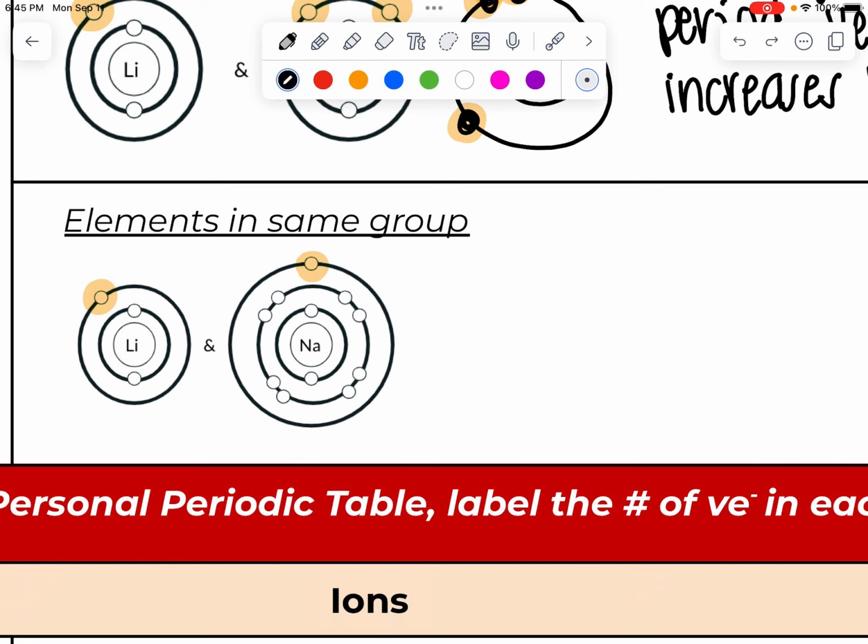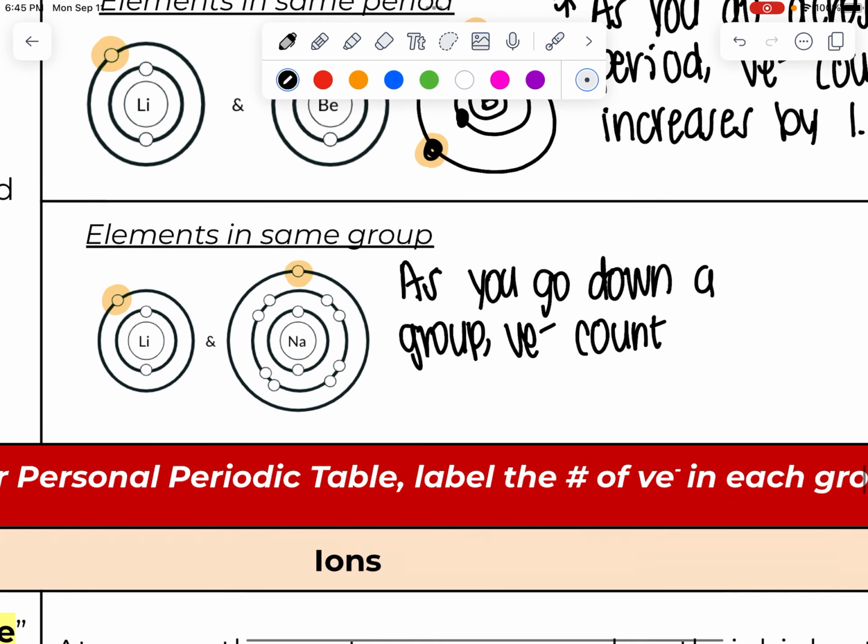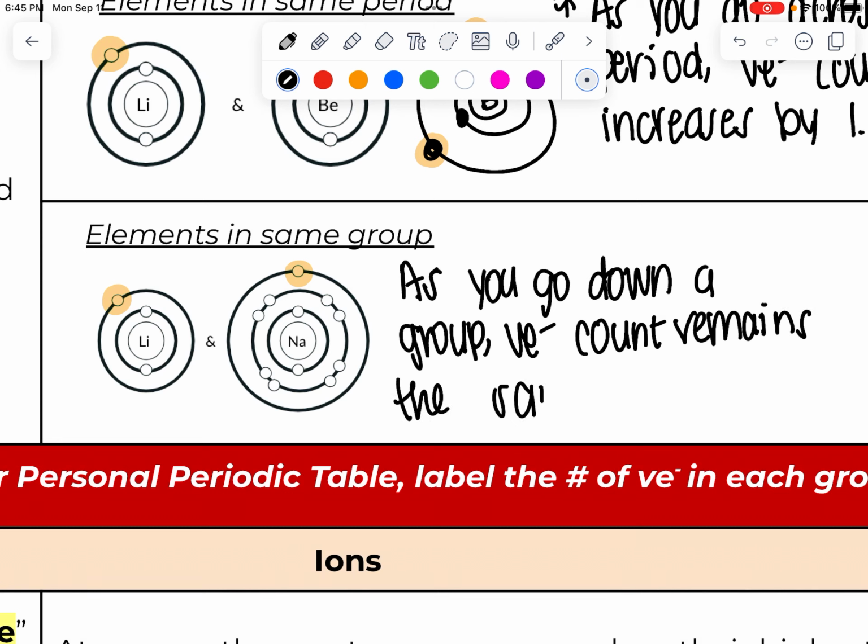As you go down a group, valence electron count remains the same. So this makes sense, right? Valence electron count matches the group number. So everything in group 1 has 1 valence electron. As you go down that group, everything has 1 valence electron. Everything in group 2 has 2 valence electrons.